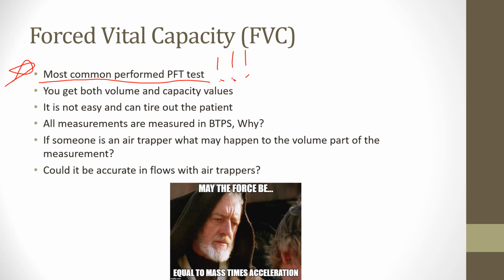And the reason why it's one of the most commonly performed pulmonary function tests is you get both volume and capacity values. The only time that we're concerned that the volume value is not going to be accurate is if the patient has an obstructive disease. That's when you would inquire if they also want a slow vital capacity. Make sense? But you do get a volume and capacity with this.